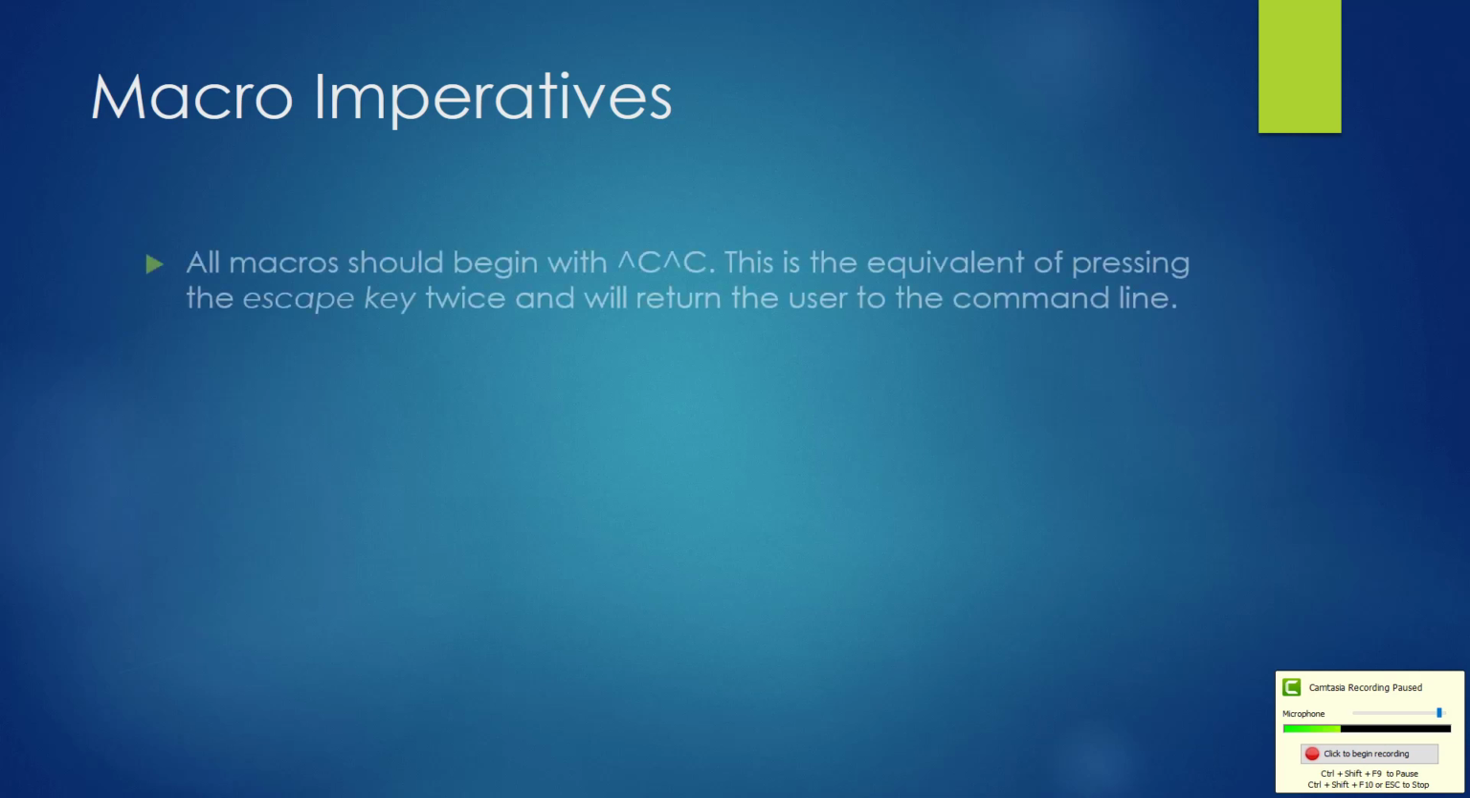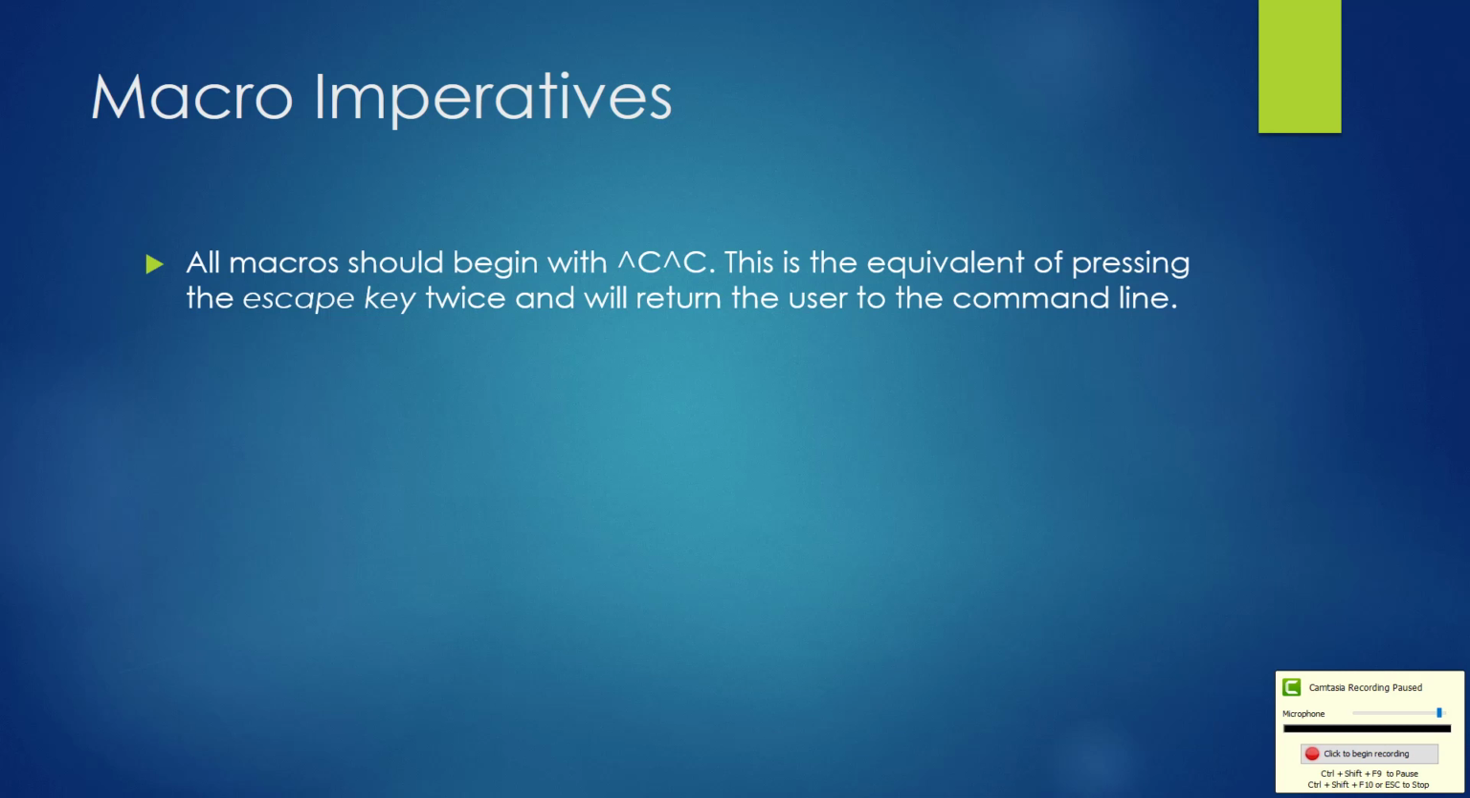First of all, macros must begin with Control-C, Control-C. This is the equivalent of pressing the escape key twice and will return the user to the command line. If you think about it, if I was in the line command and I wanted to draw a circle, when I choose the circle command off of the ribbon, the macro that runs the circle command starts with escape, escape.